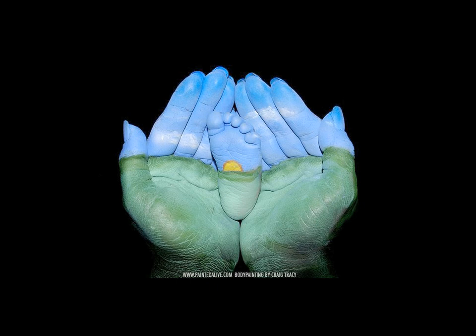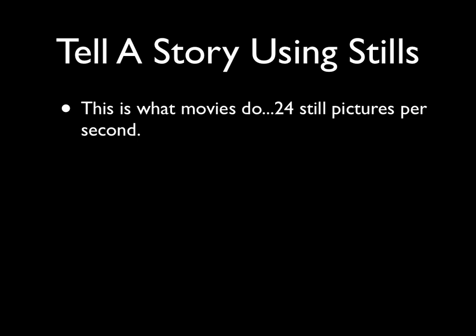And then, of course, we saw some of the painted hands. You can look those up as well. But that's some nice optical illusions that way. All right, if you don't want to do an optical illusion assignment, you can tell the story using stills. That's what movies do, 24 still pictures per second.